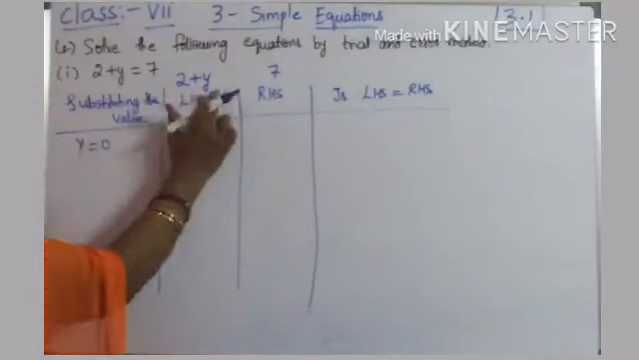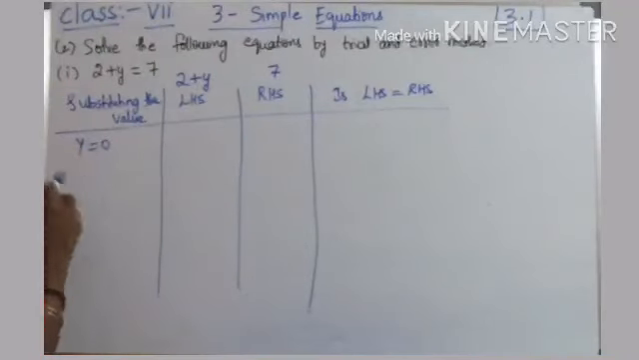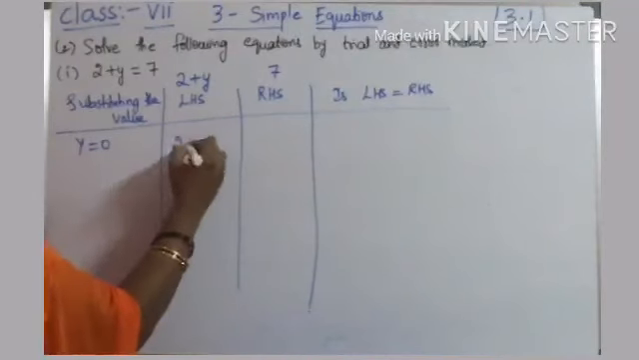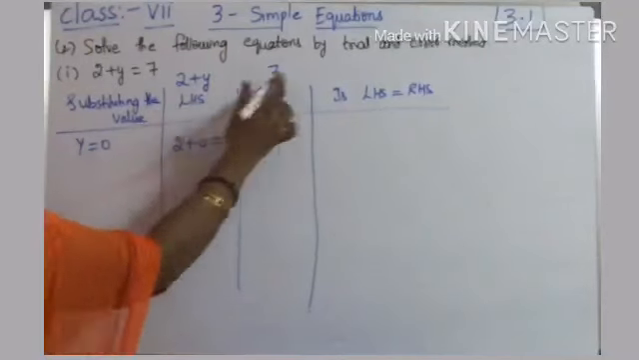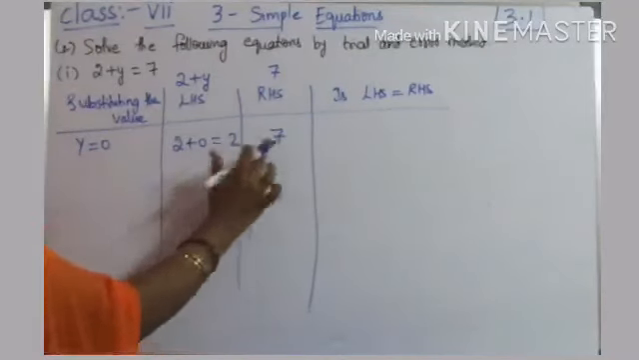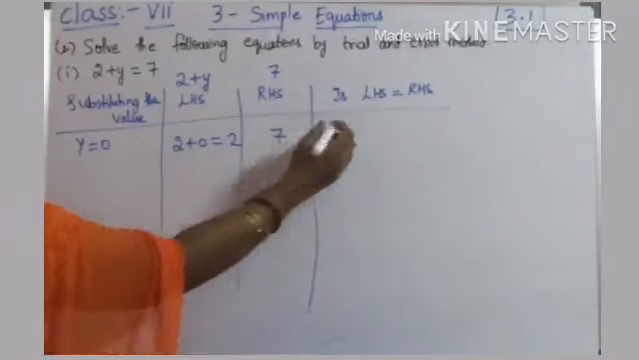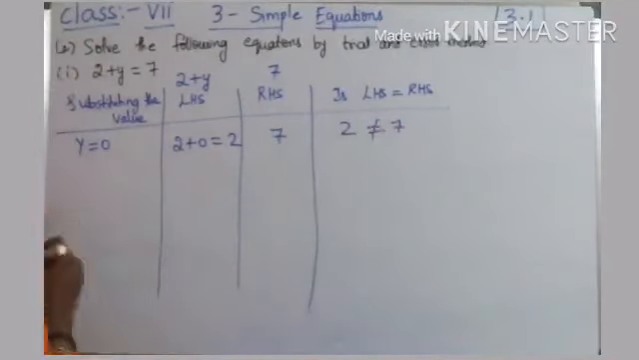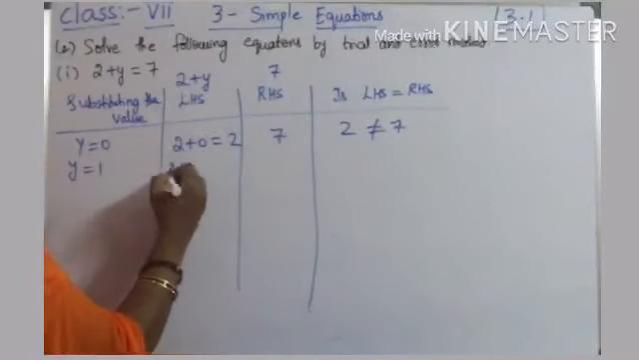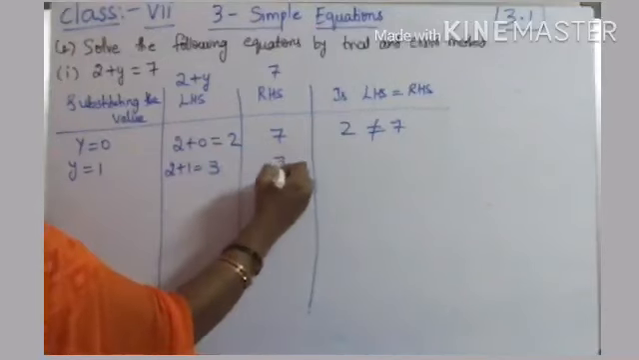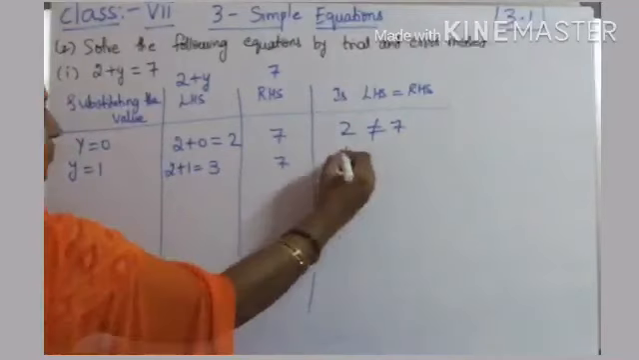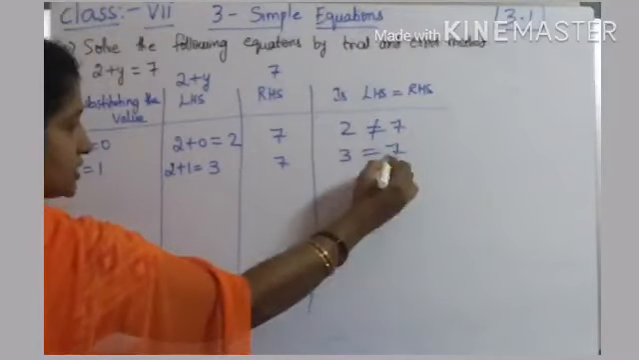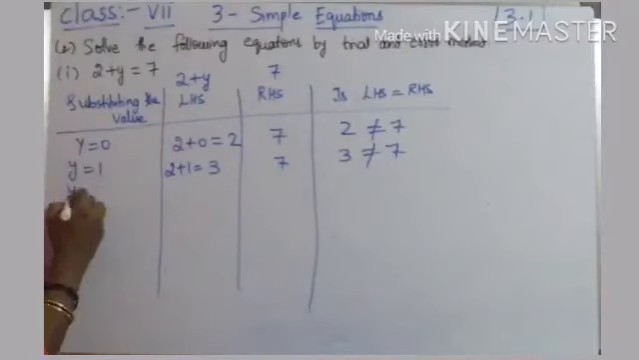So in place of y, we have to substitute 0 here. We have to check with the numbers. So 2 plus 0 is how much? You got 2. LHS equal to 2 and RHS you have 7. Is LHS equal to RHS here? 2 equal to 7? No, 2 is not equal to 7. Now we'll go for the next number, y equal to 1. Substitute 1 in place of y. So 2 plus 1 is how much? 3. And RHS is 7. Here RHS remains the same because it is a constant 7. Now, is 3 equal to 7? No, not equal. Next, y equal to 2.